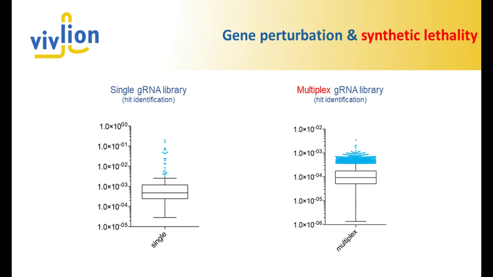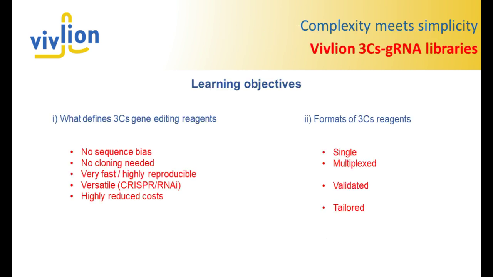But if we now take those single hits and deduct them from all our multiplex or combinatorial hits, we are left with roughly 600 gene-gene interactions, in which none of these genes is essential on their own to induce the phenotype, but only in combination induce the phenotype. So now this of course demonstrates that these reagents are highly functional and of high quality.